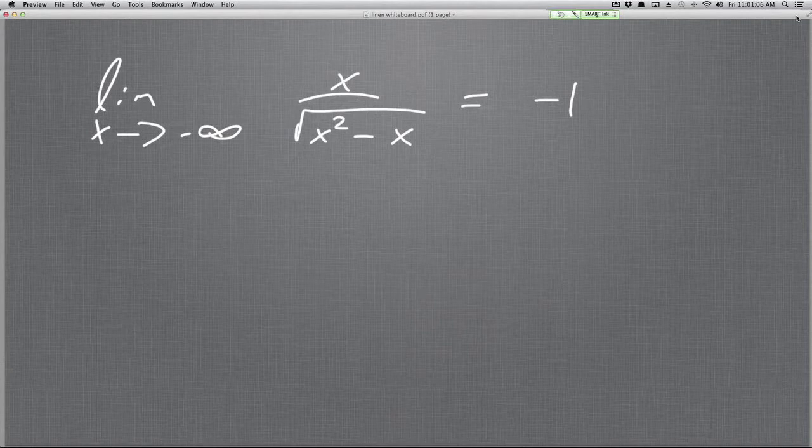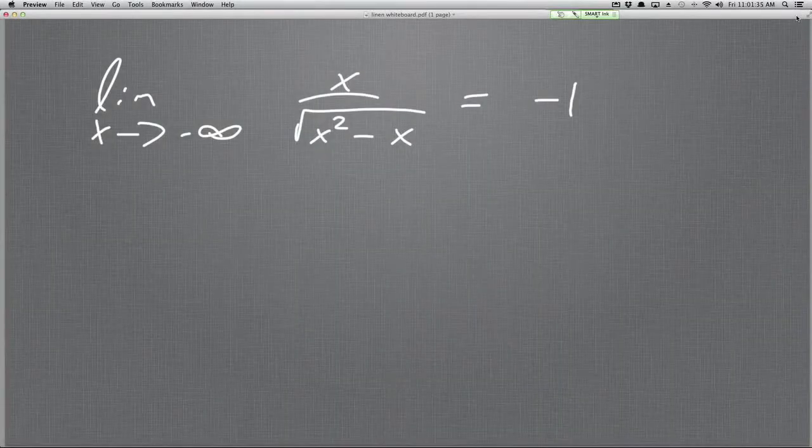Positive numbers. Now, 0 can come out of it, but in this case, 0 can't come out of this radical. Why? Because I got a 0 on the bottom. So the only thing that can come out of this radical is a positive number. So that means the bottom is always positive. Well, what happens when I plug negative infinity into the top? It makes it negative. So I got a negative over a positive, and that's where the negative 1 comes from. Okay?